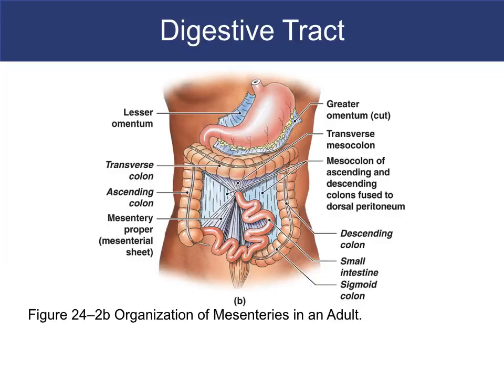So here would be the mesentery proper, which goes to the small intestine, the right mesocolon over here, transverse mesocolon here, a left mesocolon over there, sigmoid mesocolon to the sigmoid colon down here, and then the rectum, which goes out.